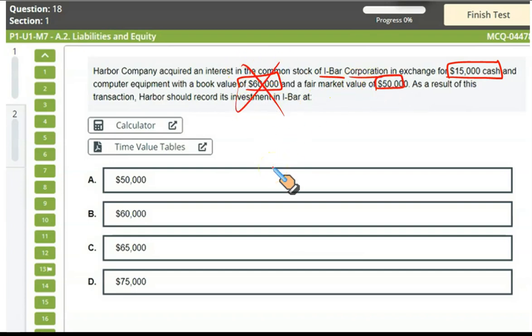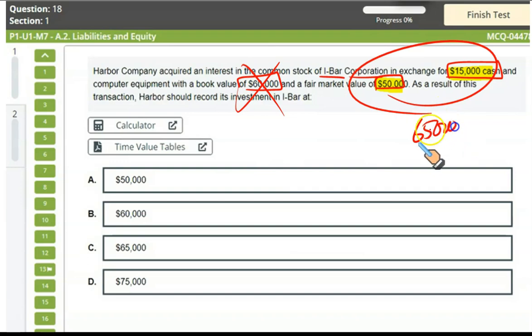When you are acquiring some shares in the company, you are giving 15,000 cash, okay, and you are also giving a computer equipment that has a market value of 50. So in fact, what you are paying is a total of $65,000. This is the consideration being paid. This is the value of investment.